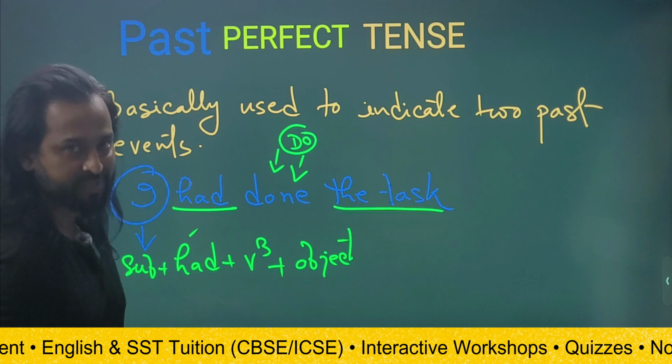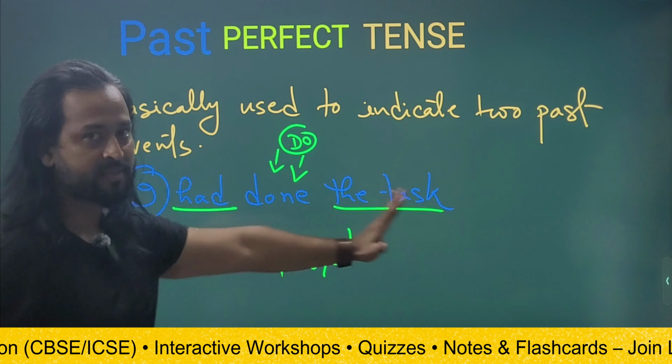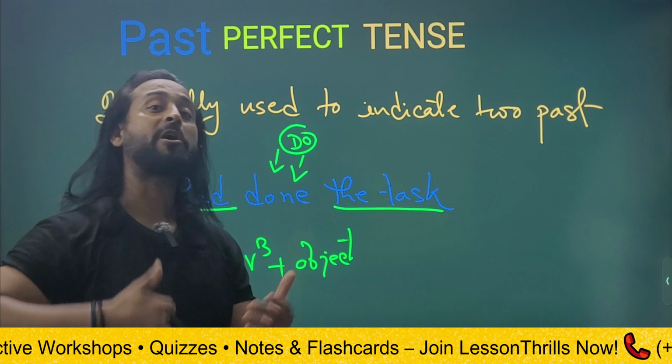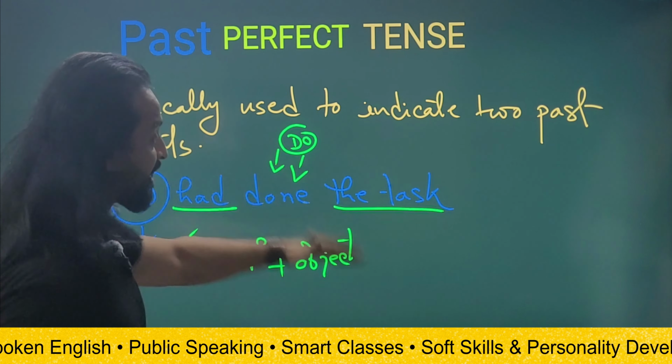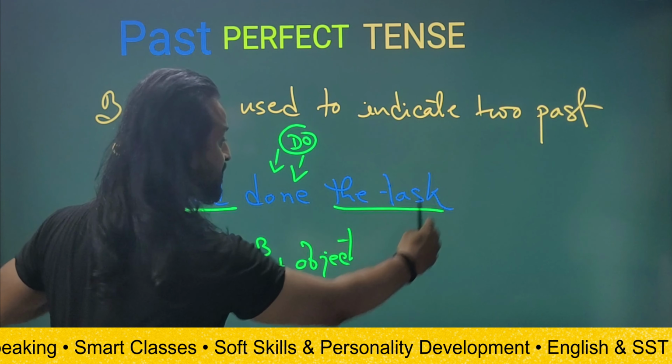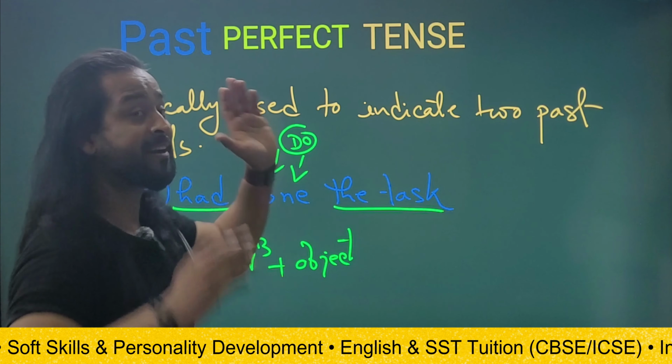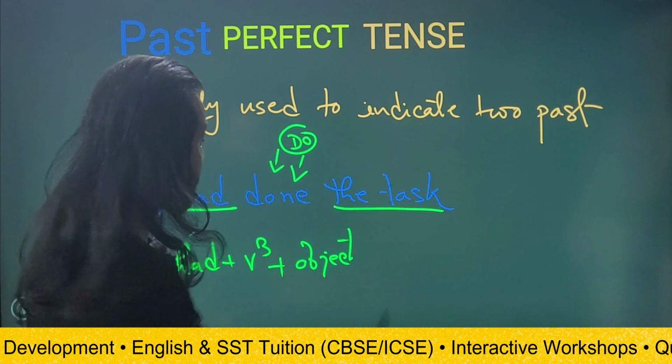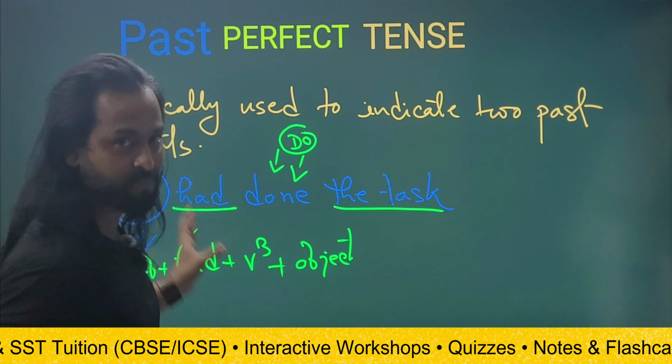Now, how to use this? The meaning of this line is मैंने वो काम कर लिया था. I had done the task. Now, when to use this? अगर दो इंसिडेंट होंगे, if there are two incidents, two past incidents, then we can use this past perfect tense.